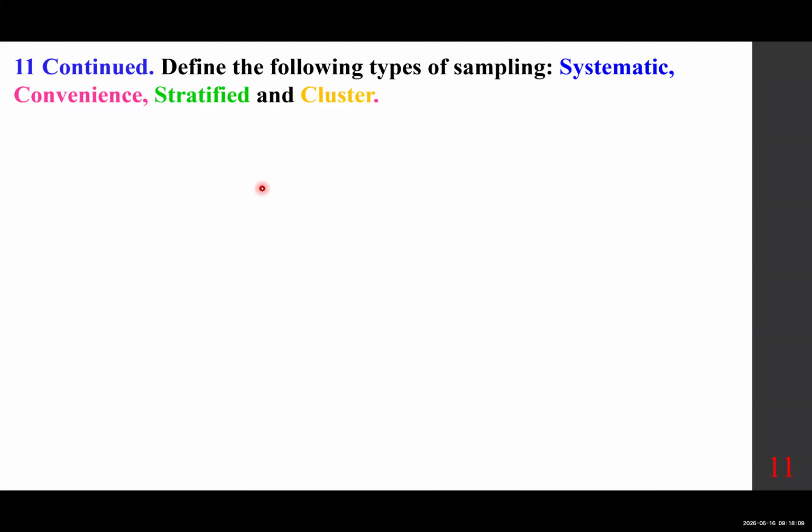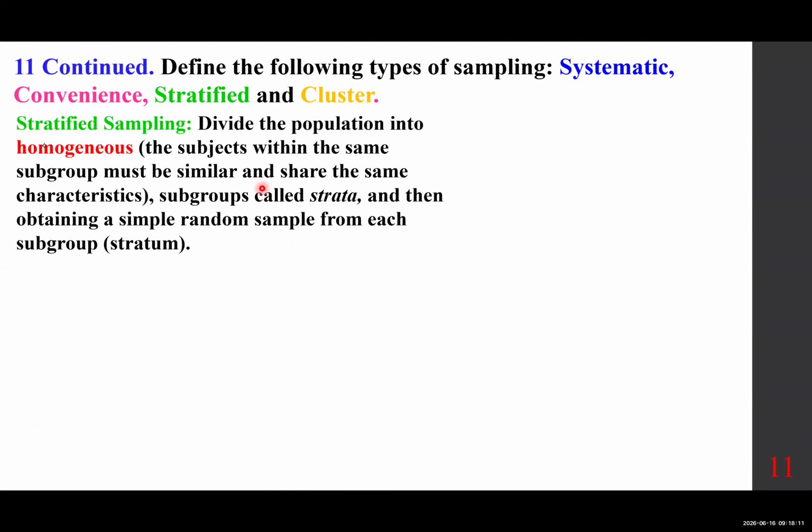Okay, we're going to continue with the same question, of course. We are not done. Stratified sampling: divide the population into homogeneous subgroups. The subjects within the same subgroup must be similar and share the same characteristics. That's the meaning of homogeneous group. Subgroups are called strata, and then obtaining a simple random sample from each subgroup.